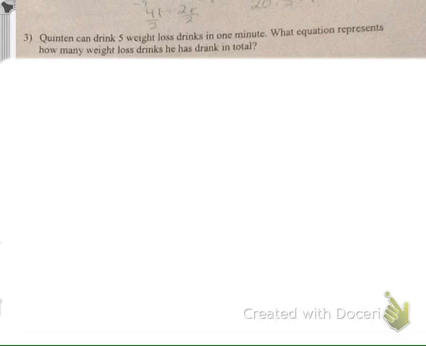So I realized here they gave me 5 weight loss drinks in 1 minute. So that is saying like 5 drinks per minute, which means that's my slope. So I know right away this is slope-intercept form.